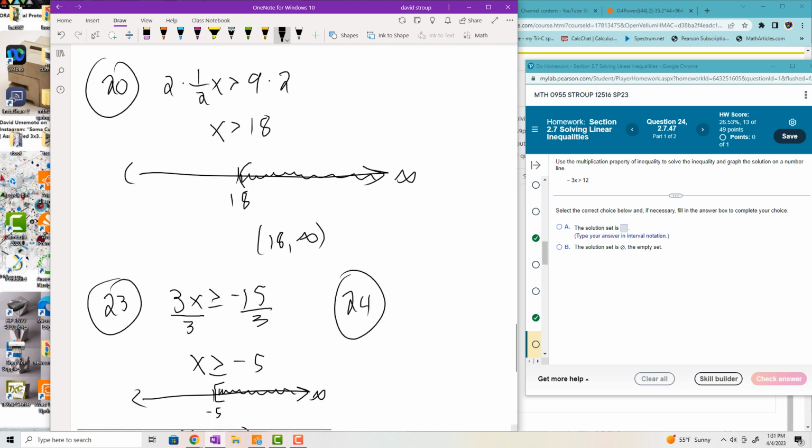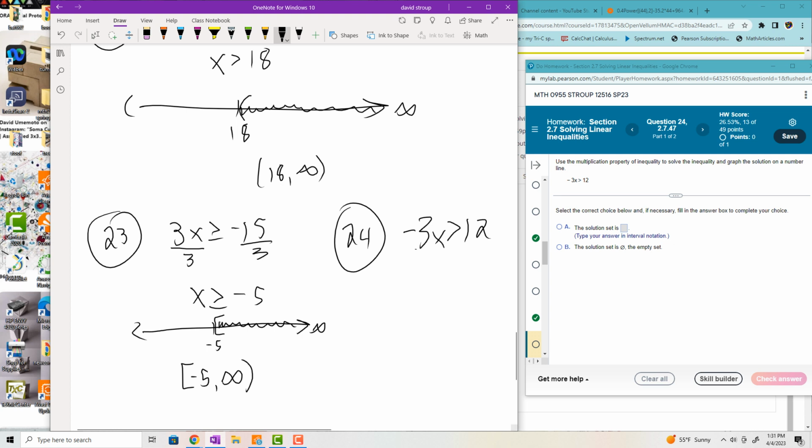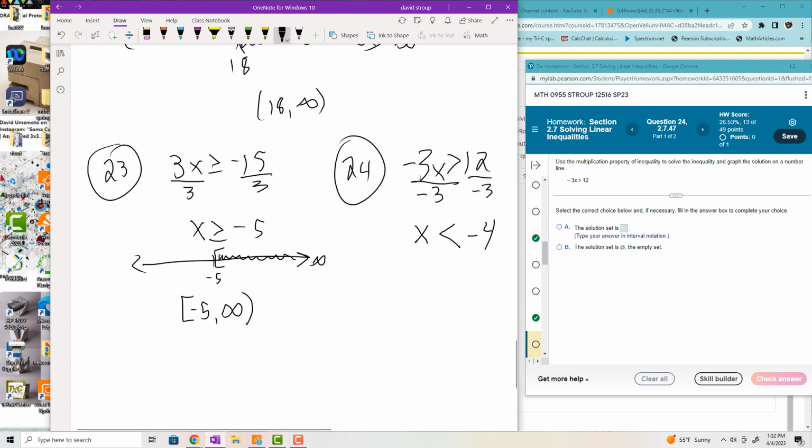Okay. So in this case, we have negative 3x greater than 12. So instead of dividing by positive 3, I'm dividing by negative 3, and that's the catch. As soon as you do that, it changes the direction of the inequality. Right now it's greater than. By dividing by a negative, it changes to a less than. And that's really the only new part you have to remember. But anyways, you can do your number line. Here's negative 4. It's everything less than negative 4 down to negative infinity. You don't include negative 4.